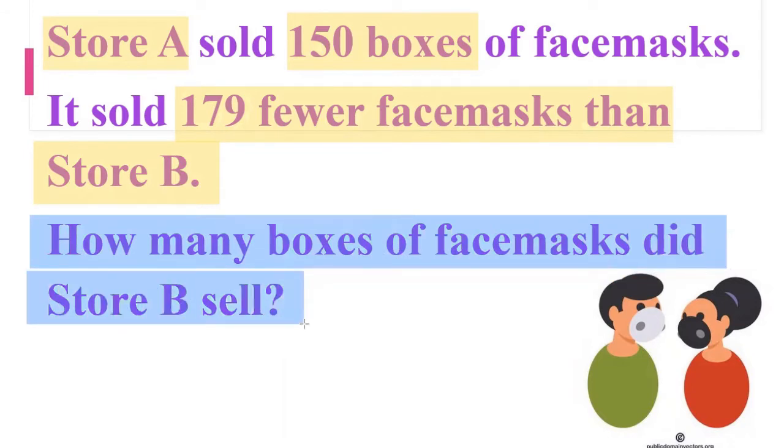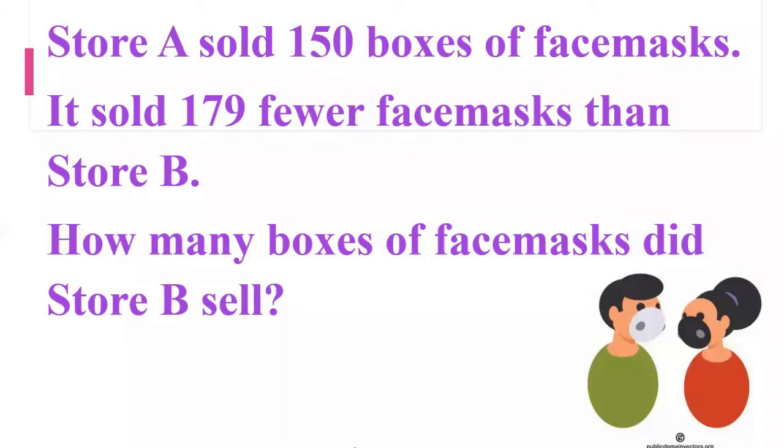Now you have to ask yourself, we have here store A. Do we know exactly how many boxes? Yes, right? It sold exactly 150 boxes for store A. Now you have to think, do we know the exact number of face masks that store B sold? No, that's what we're going to solve for. So let's try to solve this by using a bar model, and I'll show you how to do it.